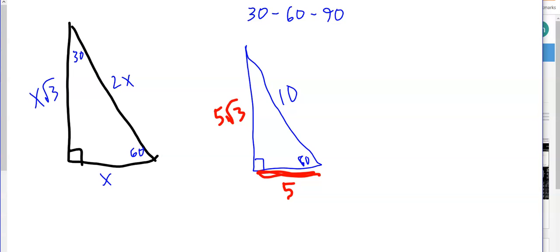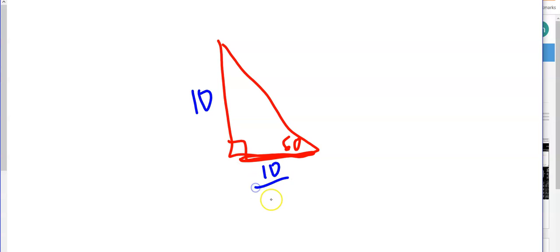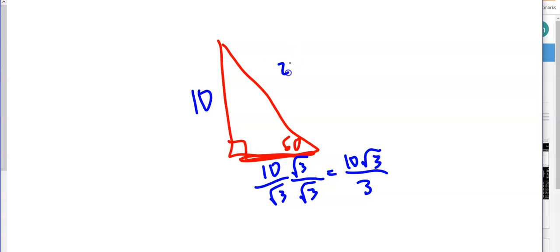Let's try a really tough one here. So if we had, say the 60, it's hard to say, but that's the short leg there. Okay, so let's say this is 10. The long leg is 10. To go backwards, to the short leg, you would go 10 divided by root 3, which again, you have to simplify. So that would be 10 root 3 over 3. The hypotenuse is twice that, so that would be 20 root 3 over 3.